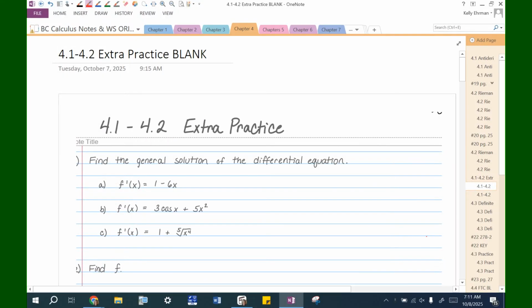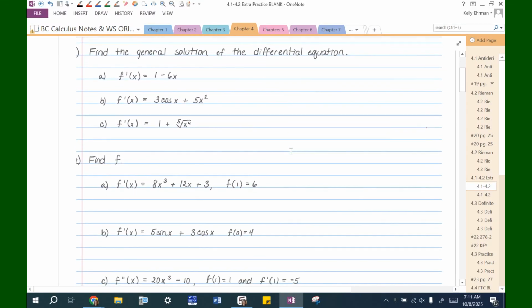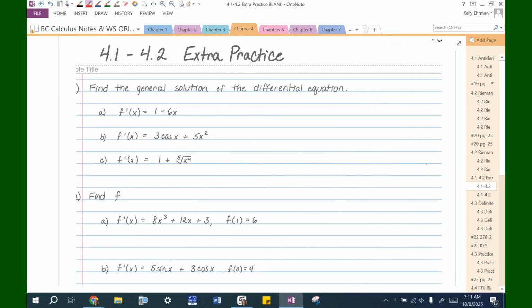All right, this is the 4.1, 4.2 extra practice worksheet. So we've been talking about Riemann sums and antiderivatives for the past couple of days. We're just going to practice some of those skills. Pay attention to the directions here too.